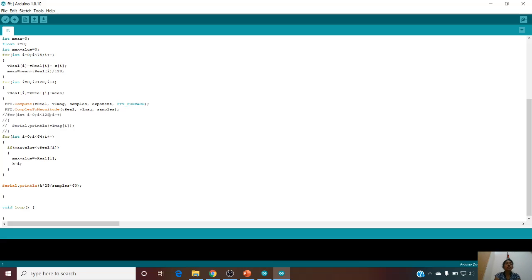So FFT.Compute is for calculating the transform, and if you want the magnitude, FFT.ComplexToMagnitude, again with the real and imaginary arrays and number of samples, will give you the magnitude.